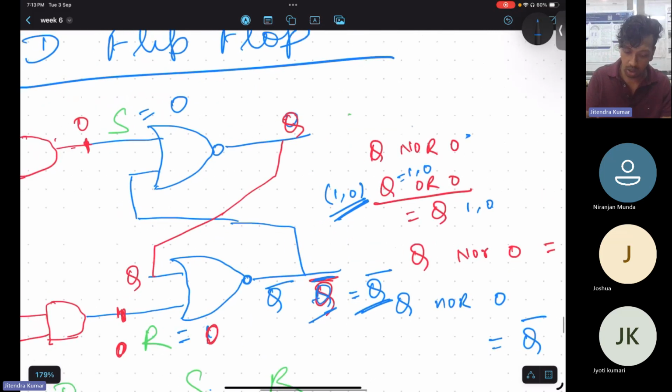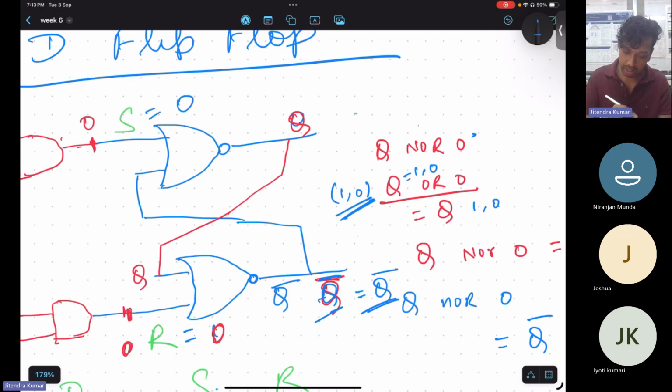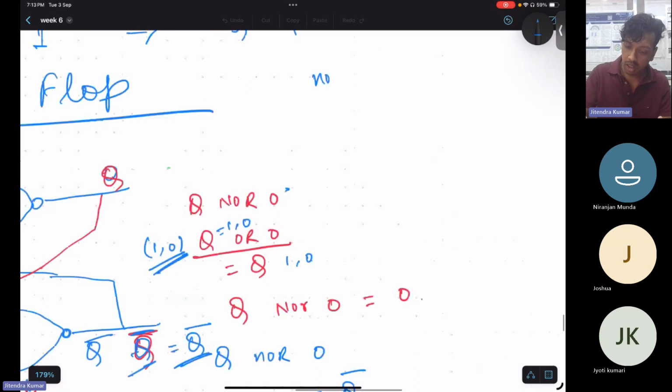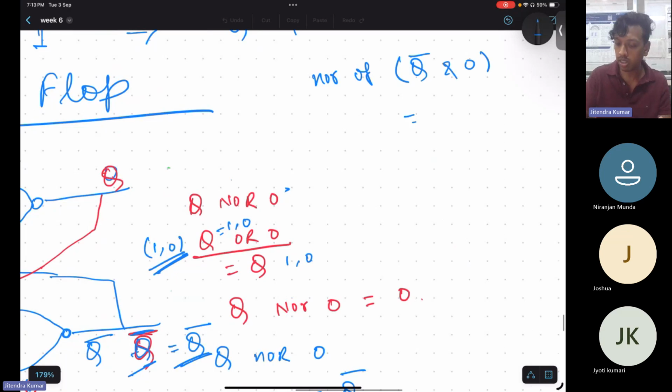Let us see on S NOR. So here again it is 0. Okay. At S, it is S is equal to 0 and Q bar is coming from here. So NOR of Q bar and 0, NOR of Q bar and 0 will be how much? Q, isn't it? NOR of Q bar and 0 is Q. Is there any doubt in this? In this statement, NOR of Q bar and 0 is equal to Q. If you have, please ask, because it could be confusing.